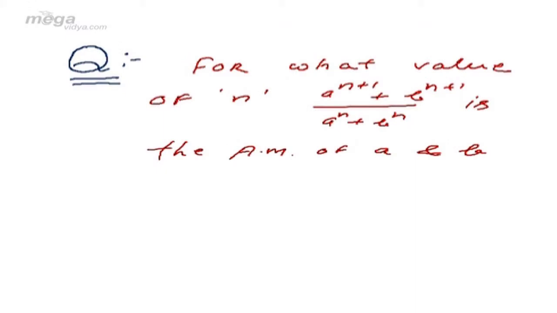In last class, I taught you about AP, and today we will do some questions based on AP because I have already taught you all the concepts related to AP. Question: for what value of n is (a^(n+1) + b^(n+1)) / (a^n + b^n) the arithmetic mean of a and b? You already know this is a and this is b, but suppose capital A is the arithmetic mean between a and b.